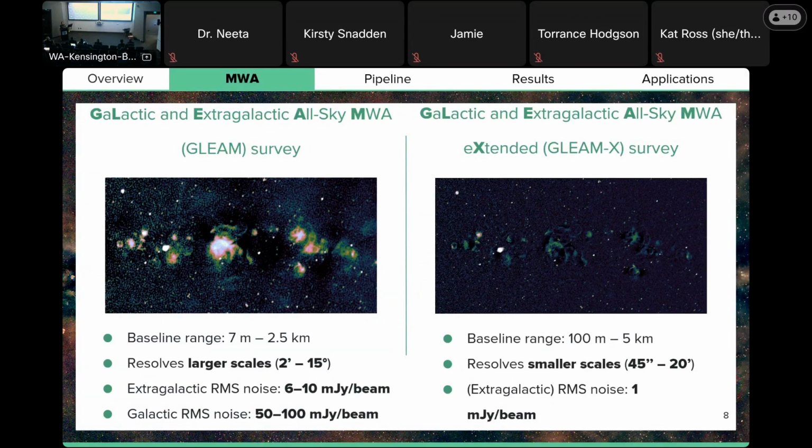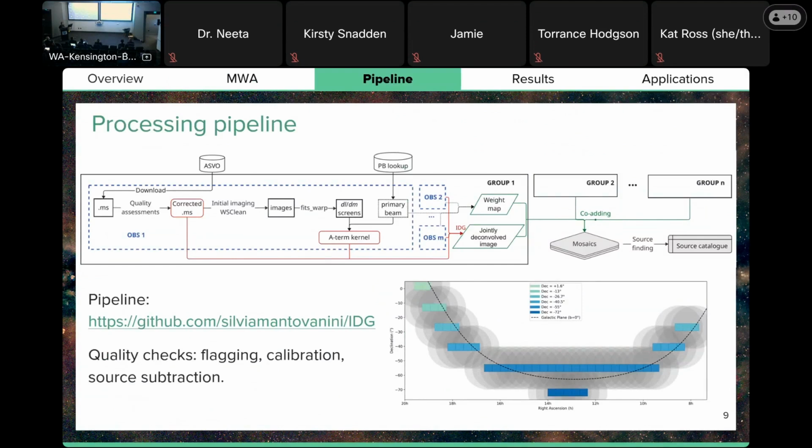So we wanted to take the advantages of both these surveys. We wanted to have the big picture that the GLEAM survey is able to give us, plus the fine details that instead GLEAM-X is able to resolve. And to do this, we use a pipeline, which is based on the GLEAM-X pipeline.